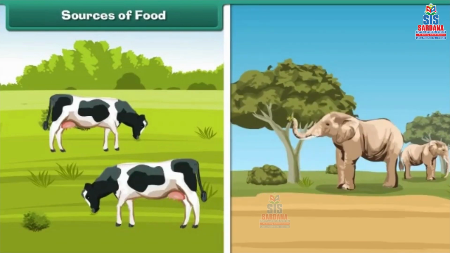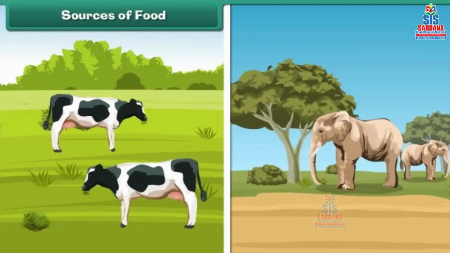Sources of food. Some animals get their food from plants. They are called herbivorous. Cows and elephants are examples of herbivorous.